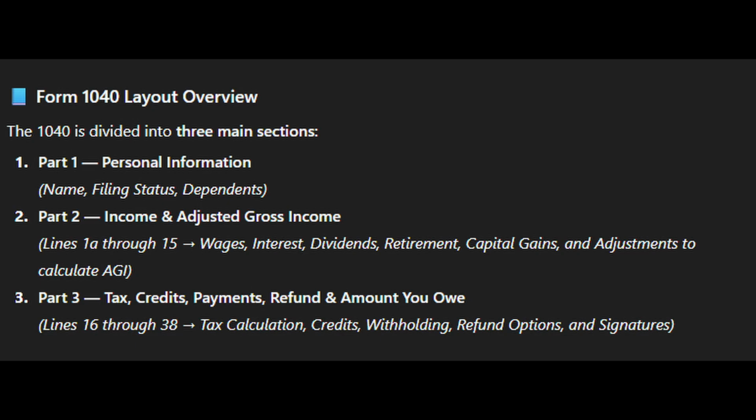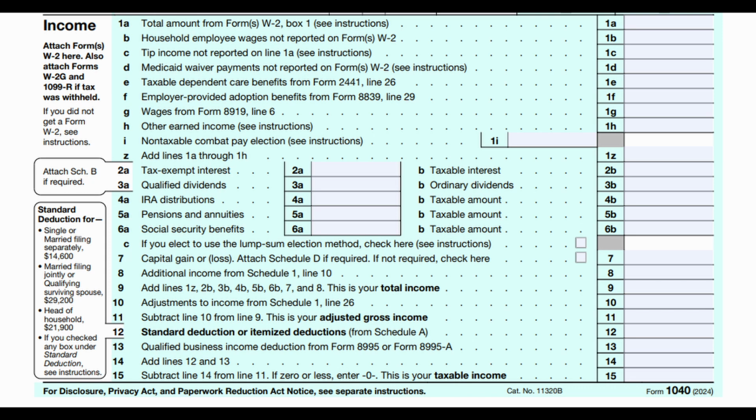In the last video of this series, we'll cover part 3, tax, credits, payments, refund, and amount you owe. That last video will cover lines 16 through 38. It'll show the tax calculation, credits, withholding, refund options, and then finally the signatures. This video focuses on part 2, income, which is where you start listing everything you earned during the year.